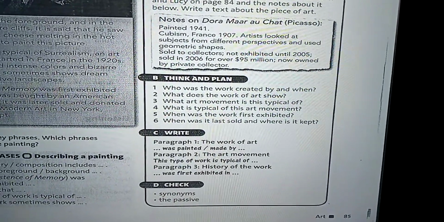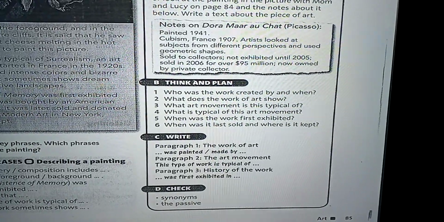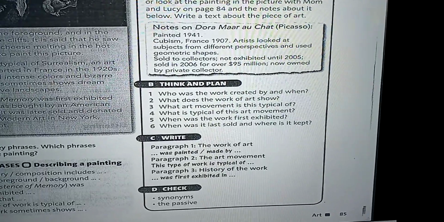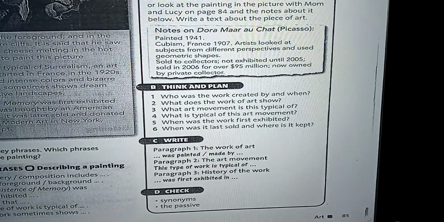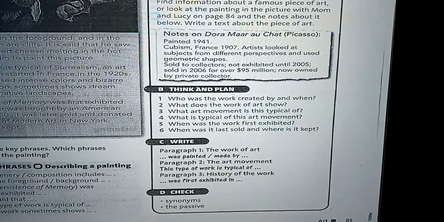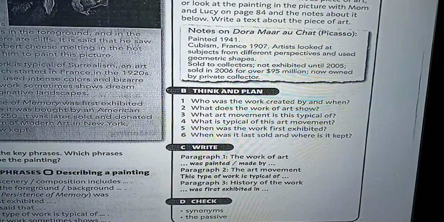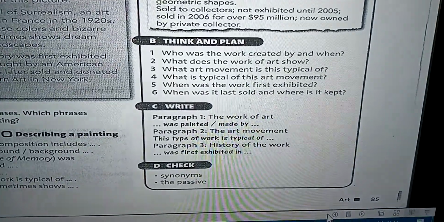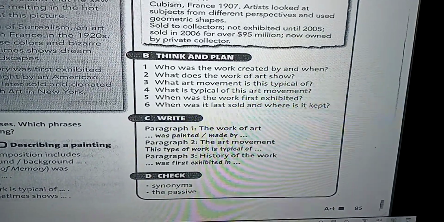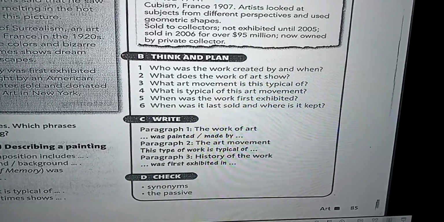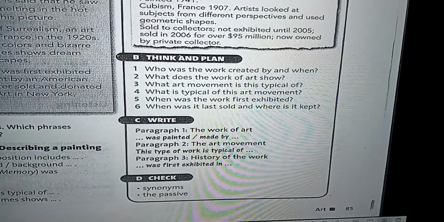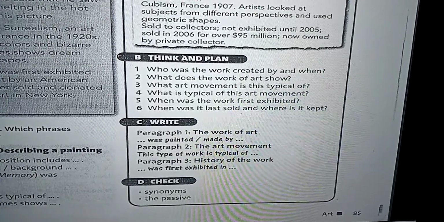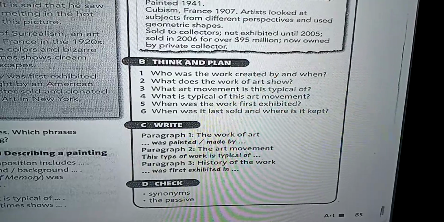B, think and plan. Think and plan. Number 1: Who was the work created by and when? Repeat. Who was the work created by and when? Number 2: What does the work of the artist show? Repeat. What does the work of art show? Number 3 is: What art movement is this typical of? Repeat. What art movement is this typical of?